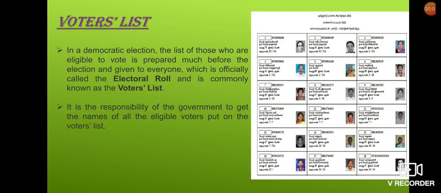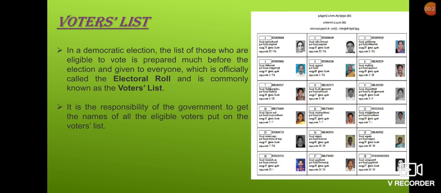Welcome back to Social Science class, Political Science, Electoral Politics, Part 2. We will commence this Part 2 with the topic Election Procedure.